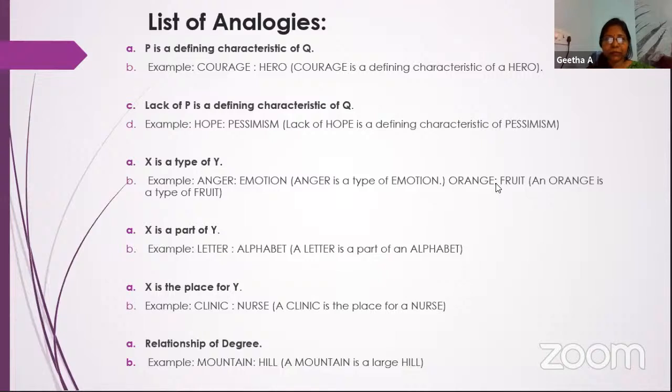And there is also something like X is a type of Y. For example, anger, emotion: anger is a type of emotion. And orange, fruit: orange is a type of fruit. So the relationship may be that X is a type of Y. That also might be there, so you will have to find out what the relationship is.